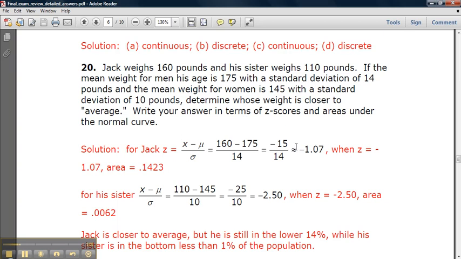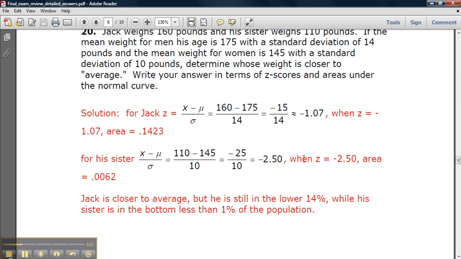Basically, you find the z for both, and average would have a z-score of 0. So here, since Jack's score is only 1.07 standard deviations below the mean, and his sister is 2.5 below the mean, Jack is closer. Okay, so that's the main thing to look at here.